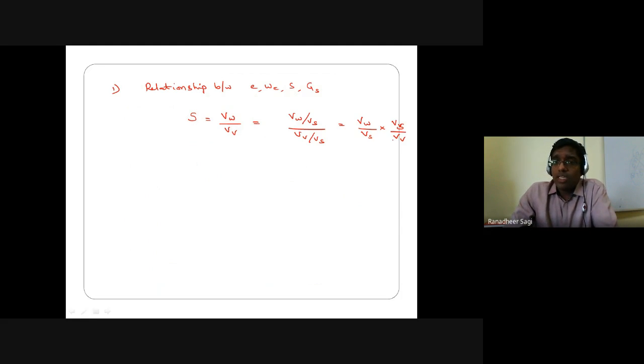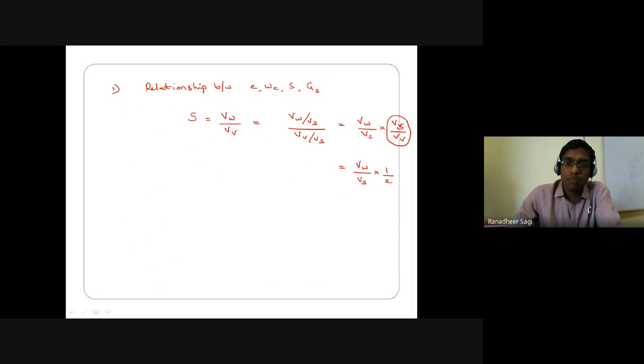Now, if you look here, to recall, have you come across any of the terms which I have indicated here? We have seen what is meant by void ratio earlier, where void ratio was defined as volume of voids to volume of solids. But here, what I have is the inverse of the void ratio term. So I can rewrite it as Vw by Vs into 1 by e. I am simply replacing Vs by Vv with 1 by e.